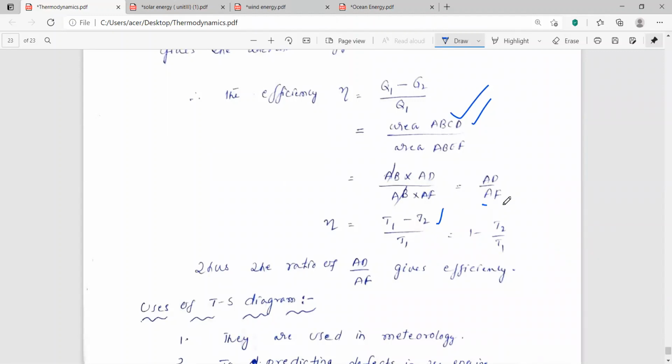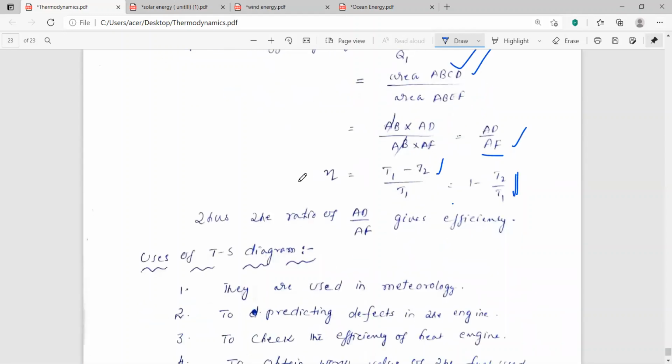As you know, AF is T1. So if you substitute T1 instead of AF, then it is T1 minus T2 by T1. Therefore, eta equals T1 minus T2 by T1. That can be written as 1 minus T2 by T1. As you well know, this is the formula for the efficiency of a Carnot engine. We have proved from the TS diagram that eta equals 1 minus T2 by T1.